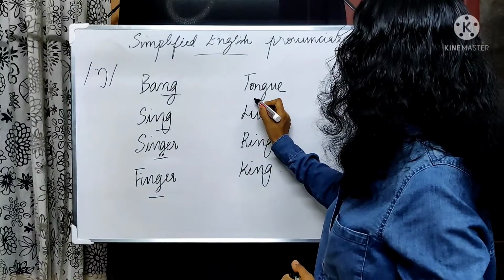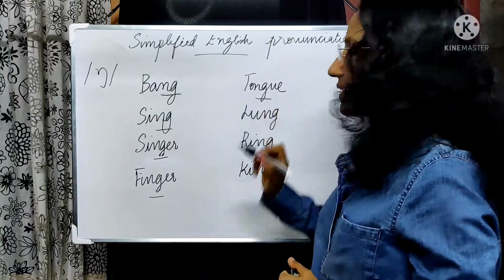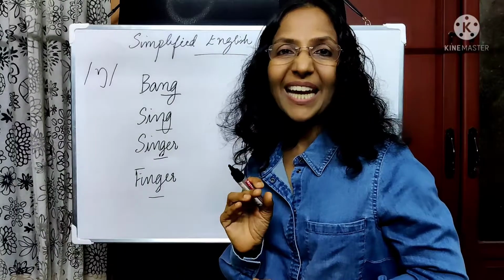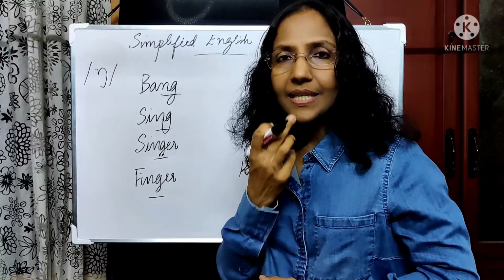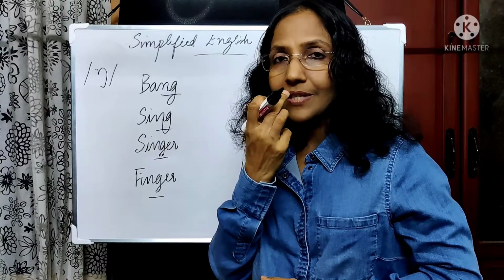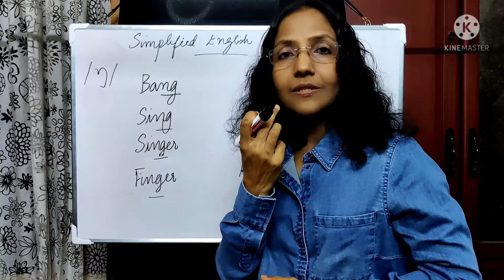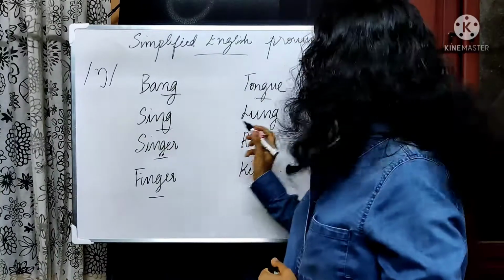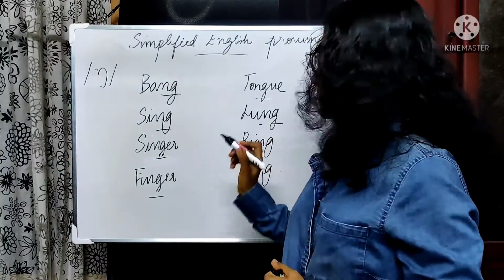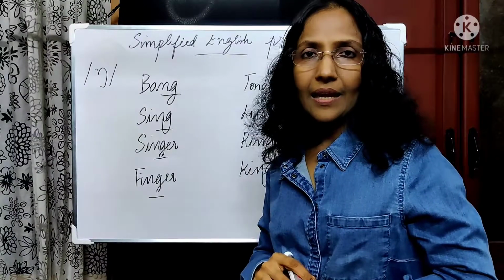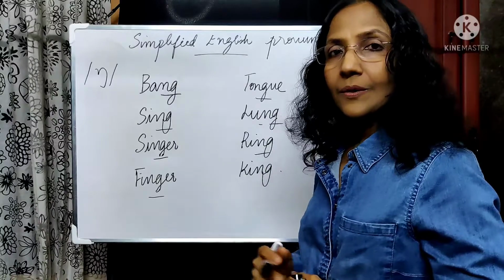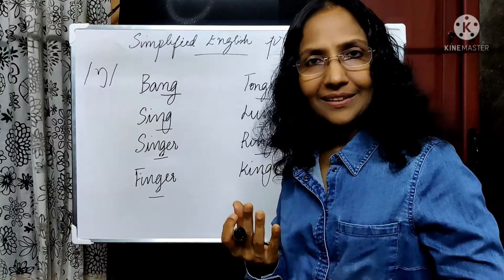Over here, how do we pronounce the sound? It's tongue. Remember, it's not pronounced the other way. See, the tip of the tongue is touching the teeth ridge. Tongue. Ng. Again, we find the same sound. Lung. Same here. Ring.